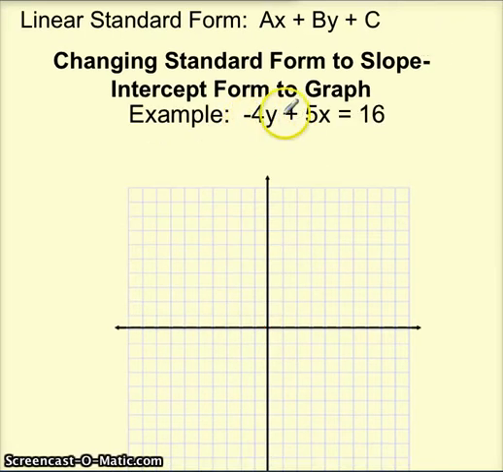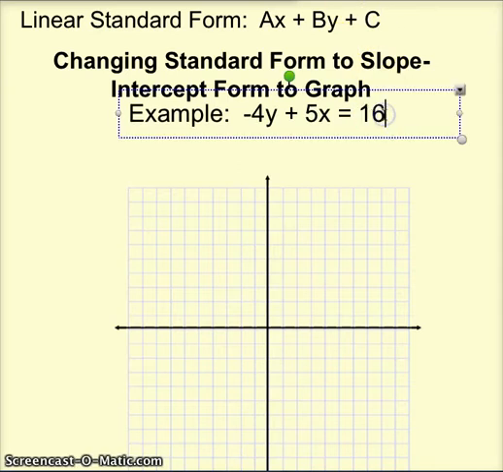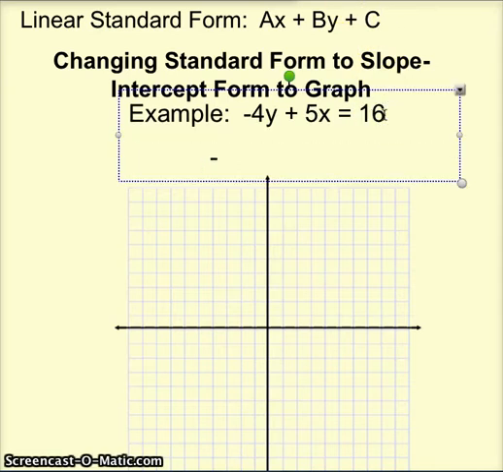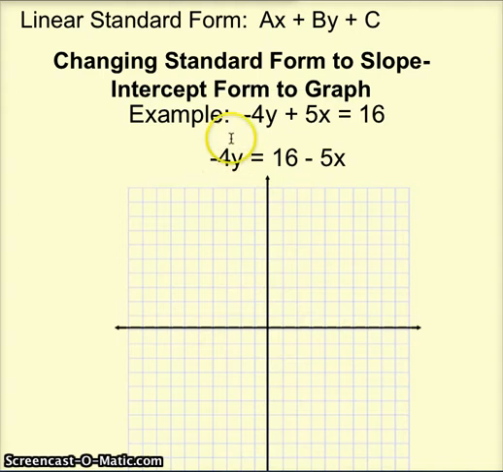So now I have negative 4y plus 5x equals 16. Again, I want to get y by itself. So let's start by subtracting 5x on both sides. So if I do that, I'd get negative 4y equals 16 minus 5x. And now I have to divide both sides by negative 4. Remember, this entire side gets divided. So we have divided by negative 4 here. And entire side divided by negative 4 here.